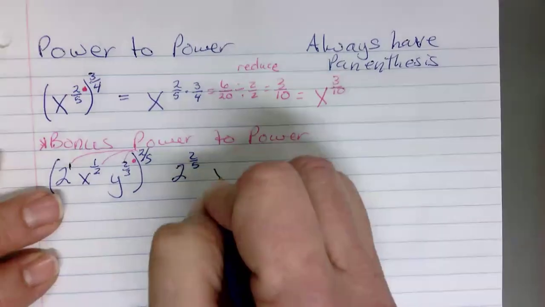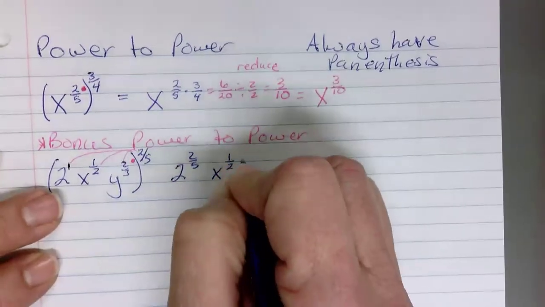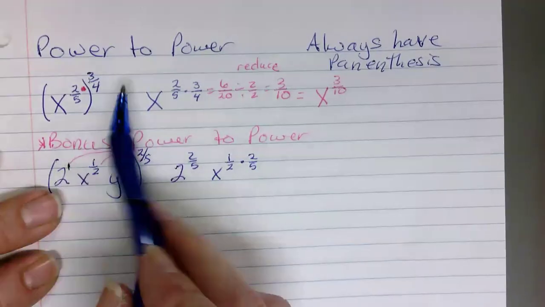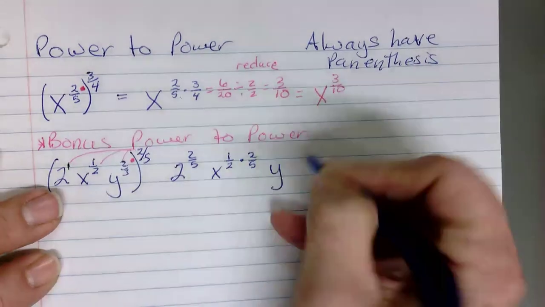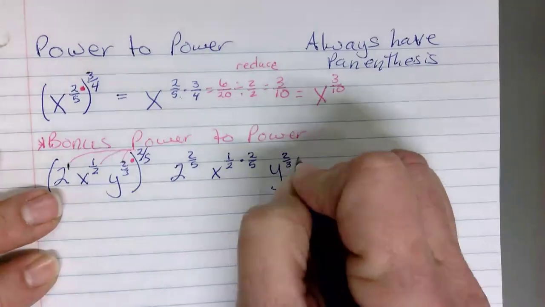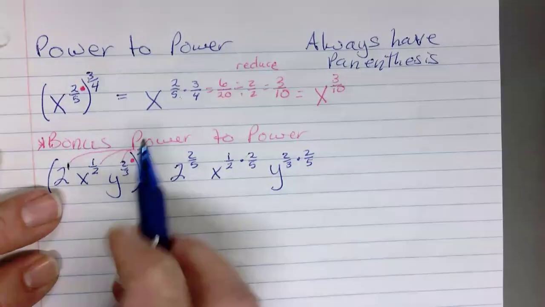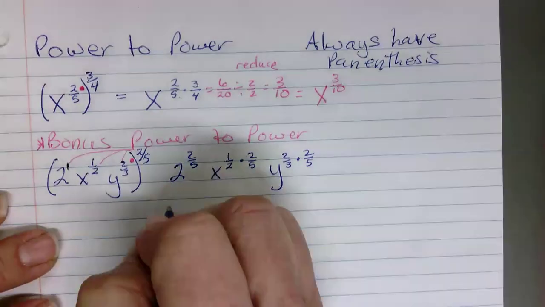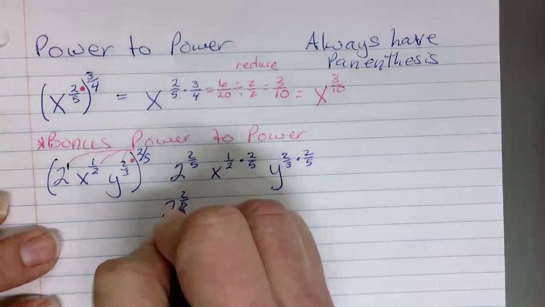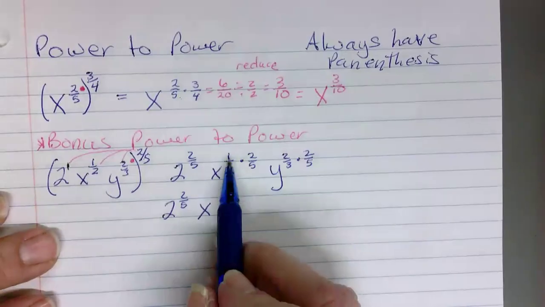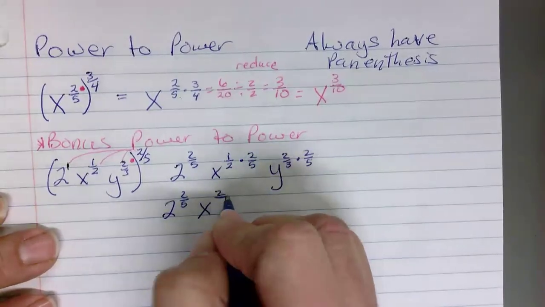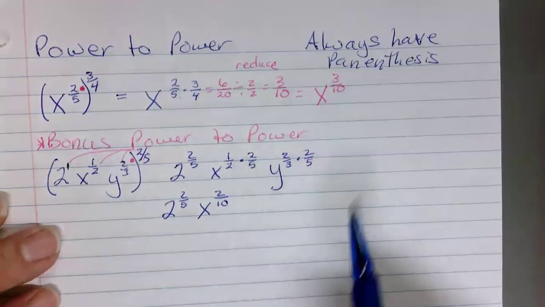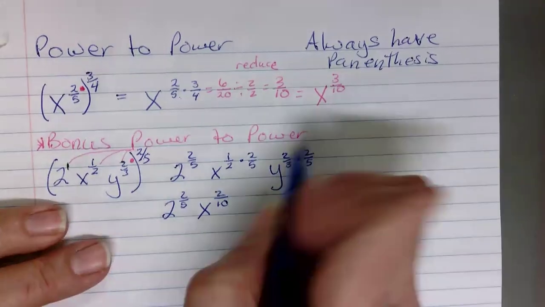Then we're going to get x to the 1/2 times 2/5, right? Because a power to a power, we multiply just like we multiplied here. And then we're going to do y to the 2/3 times 2/5. Again, because a power to a power, we multiply, just like we did there. So 2 to the 2/5 just stays. X, now let's multiply. 1 times 2 is 2, and then 2 times 5 is 10. Again, if you see that you can reduce there, you could have reduced already. We will reduce in the next step. Both of them work. They get you the same answer.